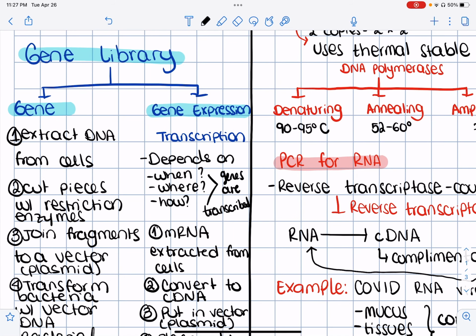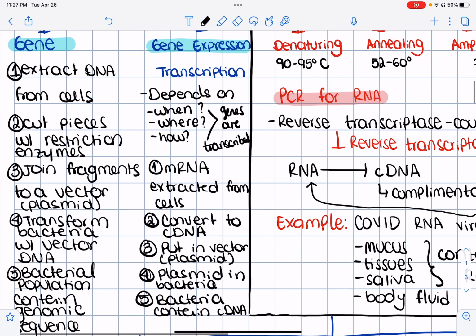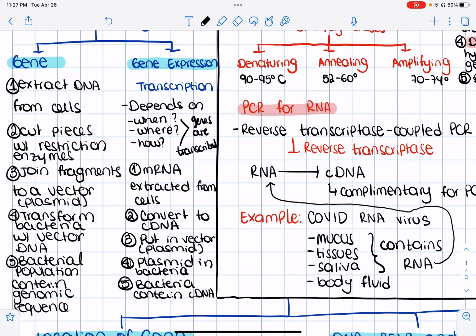So we can study two parts of the gene library, the gene itself or how the gene is expressed. In order to study a gene itself, we're going to extract the DNA from the cells, cut pieces with restriction enzymes, join the fragments, and insert them into a plasmid, which is going to be a vector. We're going to transform a colony of bacteria with this plasmid or vector, and this new bacterial population is going to contain the genomic sequence that we would like to study.